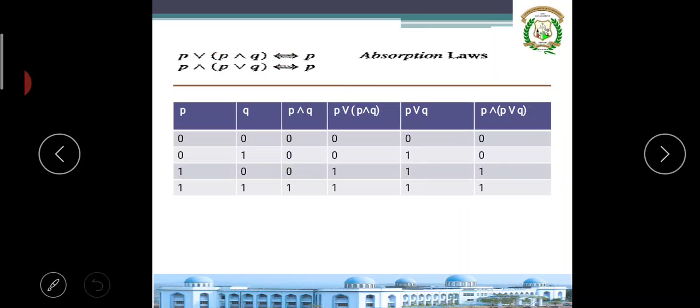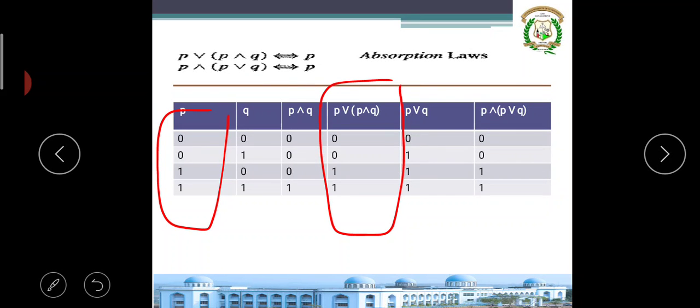Next is absorption law. What is this absorption law? P or P and Q. P, Q: 0 0, 0 1, 1 0, 1 1. You take P and Q. P and Q is nothing but a multiplication. 0 into anything I'll get 0, 1 into 1, 1. Then I make or with this P. 0 plus 0, 0. 0 plus 0, 0. 1 plus 0, 1. 1 plus 1, 1. No doubt I get the values 0 0 1 1. That is same as P. So this is called absorption law. P or bracket P and Q equal to P.